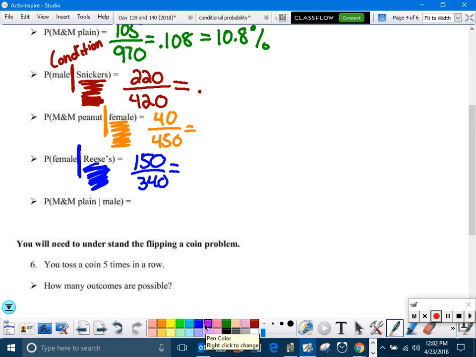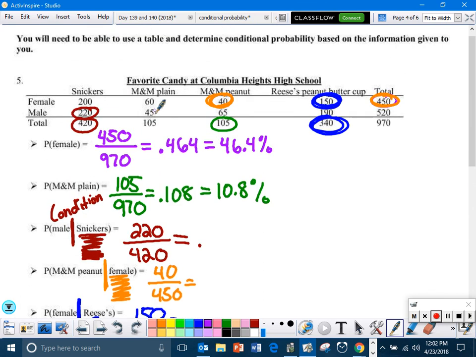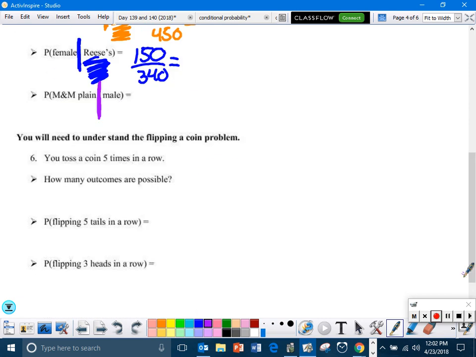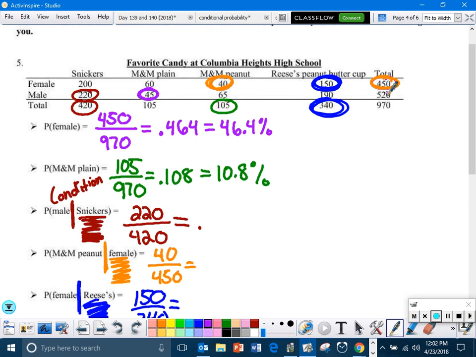Okay, M&M plain given male. So M&M plain male, 45. And I'm only interested in the ones from the male population, so that would be 520.